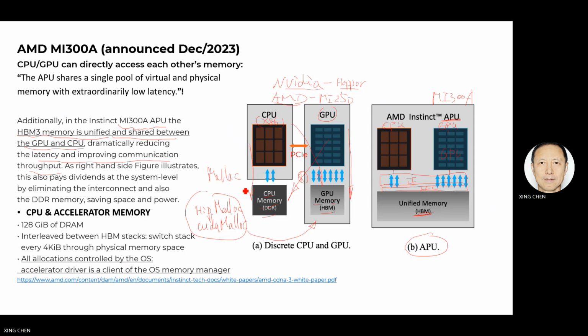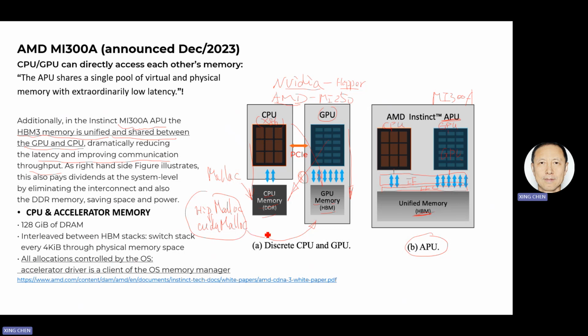Okay. And then you are going to have your memory. So you have these two kinds of memory allocation function calls. They are different, and it depends on where the memory you want to use. You have to use different function calls. But with this unified memory, all allocation is controlled by the OS.